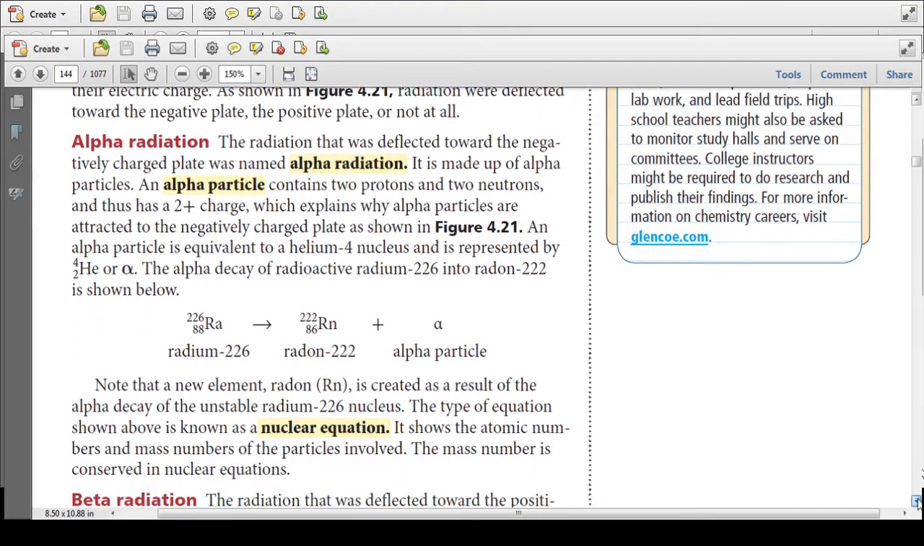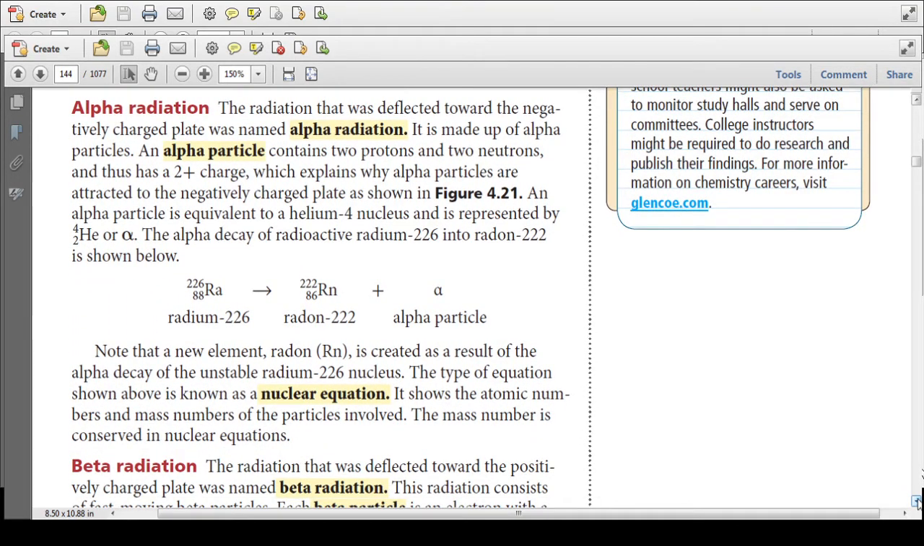The first type of radiation is alpha radiation. The radiation that was deflected towards the negative plate was named alpha radiation. It's made up of alpha particles, and an alpha particle contains two protons and two neutrons. Because it has no electrons to balance out those two protons, it has a +2 charge, which makes sense because they were deflecting towards the negatively charged plate. In this case, think opposites attract.